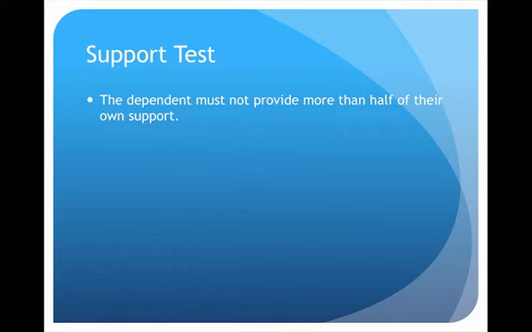And then finally, a support test. The dependent must not provide more than half of their own support. So the idea is that if you couldn't qualify this person as a dependent under the qualifying child rules, then you go to qualifying relative. If you can say yes to all 3 of those, then yes, you could claim them as a dependent. But unfortunately, if you say no to one of the qualifying relative rules, then of course that means that it's over. And unfortunately, that means that that person cannot be claimed as a dependent.